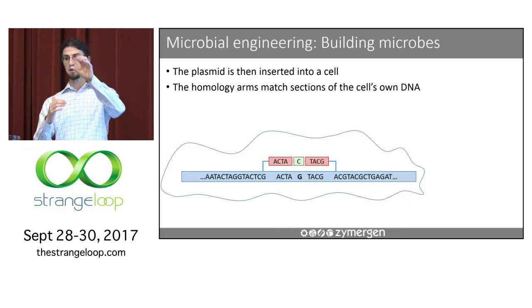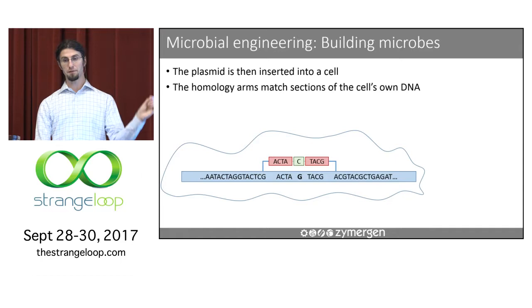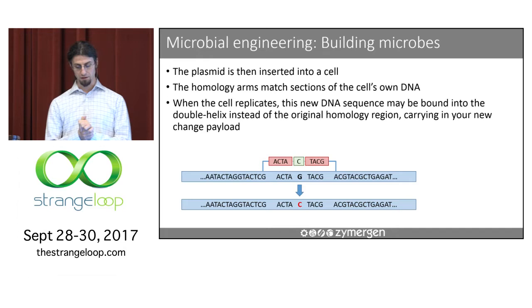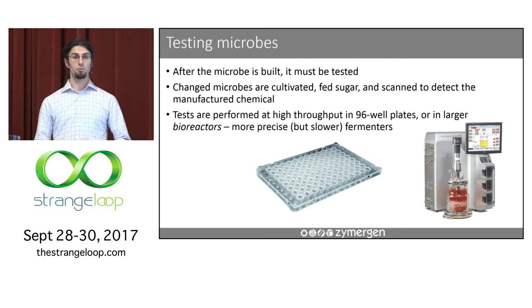And so then when we finish replicating the genome, the replicated genome might have traveled along that plasmid path, and now we have our new change in place of the original DNA that was in that location. The G has changed into a C in the second cell. We can then cultivate a colony of these cells and move them into the test process.